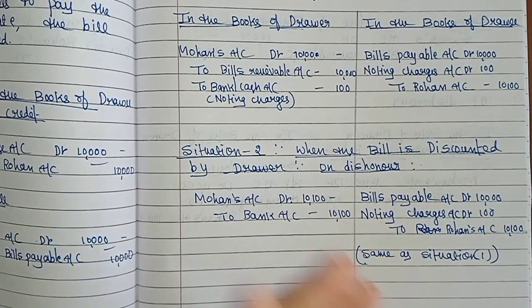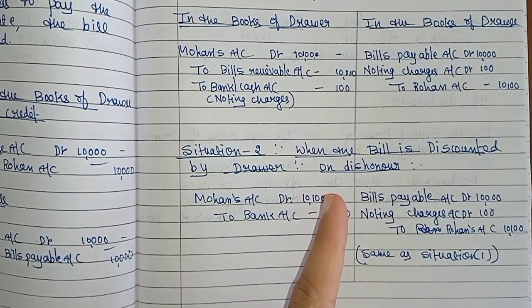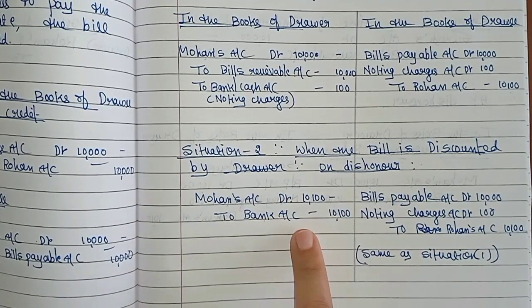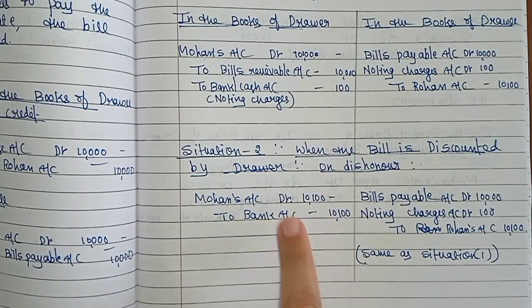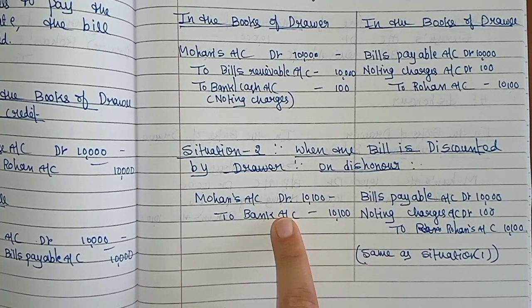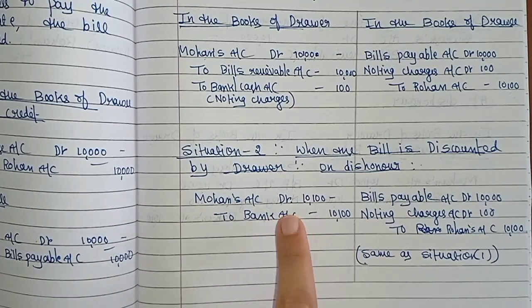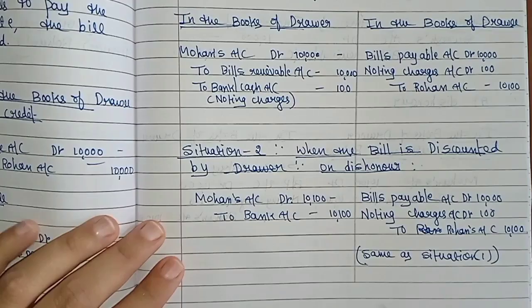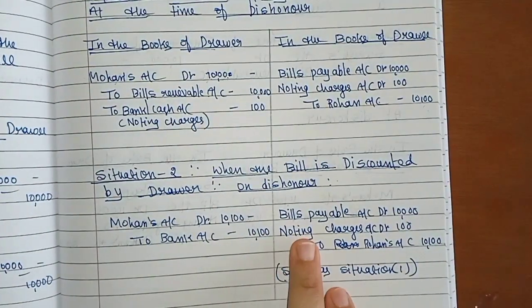Clear? So when the bill gets dishonored, the bank takes back the money from Rohan, the drawer, because he is responsible, right? So to bank account. So cash is going out. Here the drawer is responsible to pay the amount. So Mohan's account, he again becomes the debtor. So debit Mohan's account debtor to bank account. This is in the books of drawer. Now in the books of drawee, what is the journal entry?